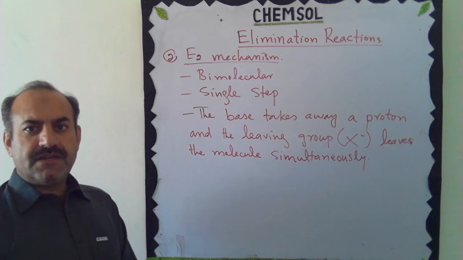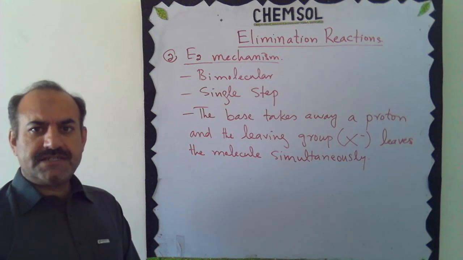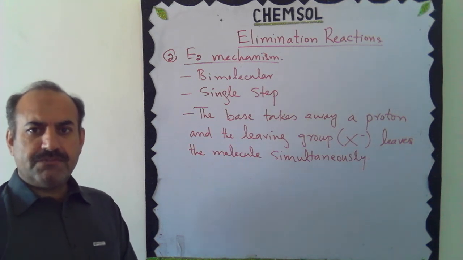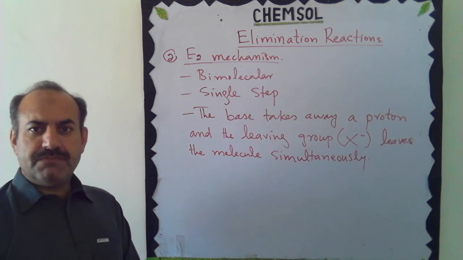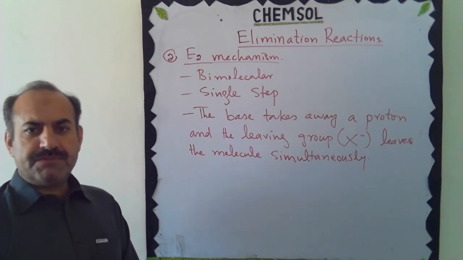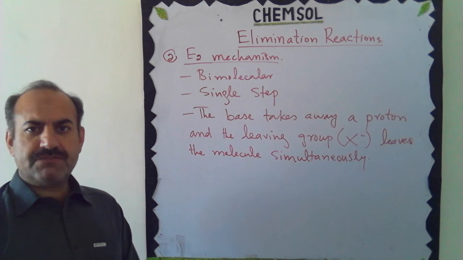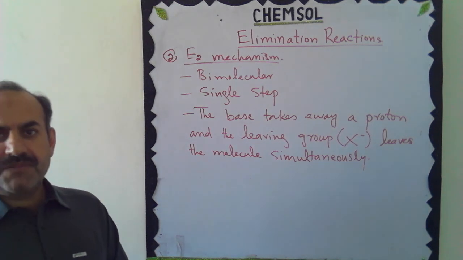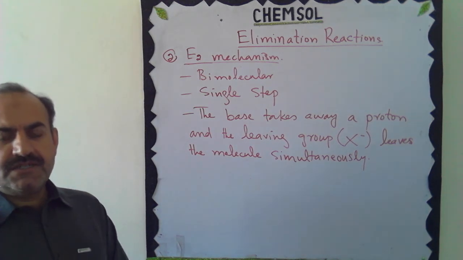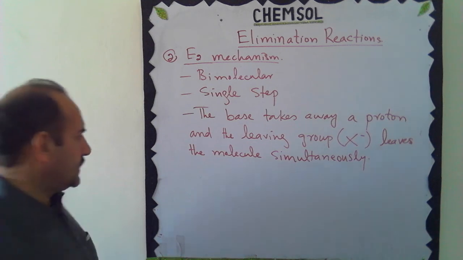There will be an intermediate state where 50% bonds will be made or formed and 50% bonds will be broken. 50% bonds will be in the stage of formation and 50% bonds will be in the stage of breaking, and as a result we will get an alkene as well as other products.